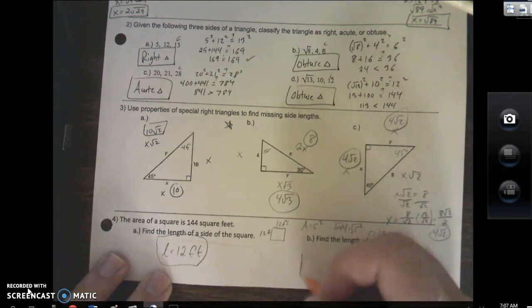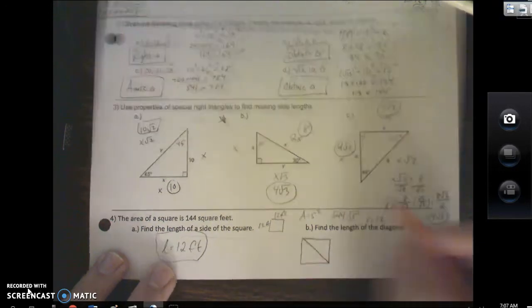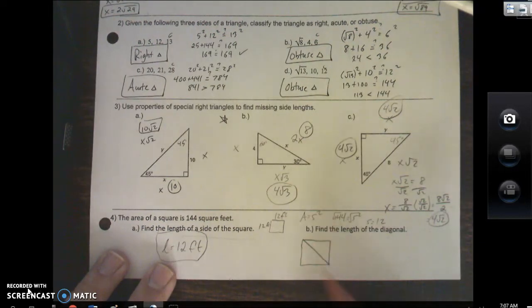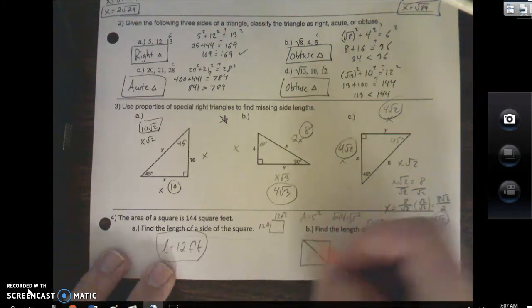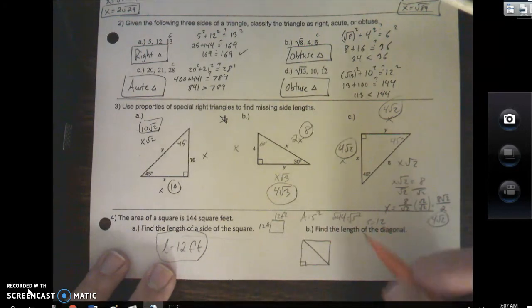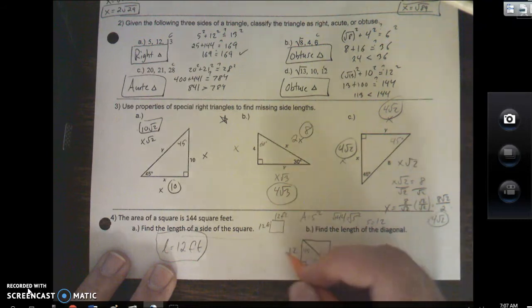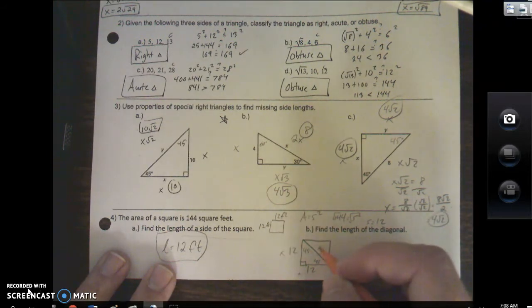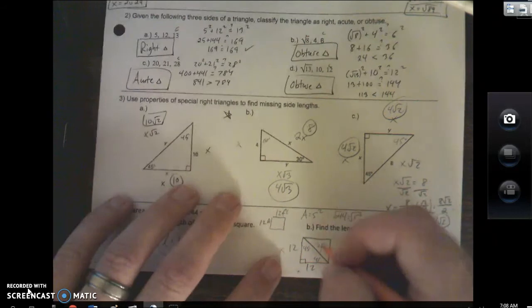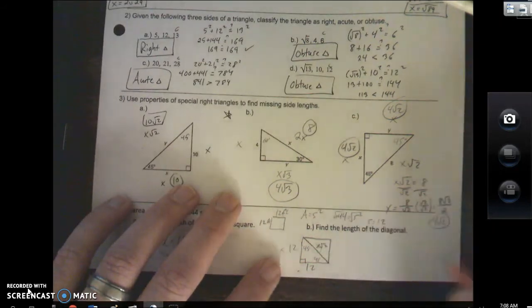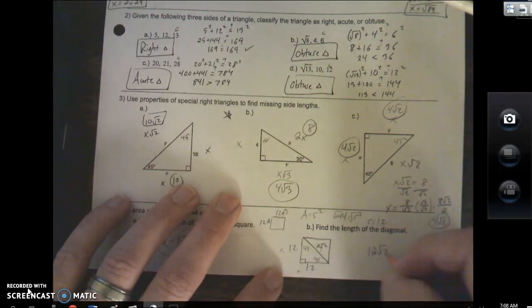Now the diagonal is the line that cuts through the center, cuts across from your two opposite vertices. So what you've got going on here is this is 12, this is 12. If it's a 90-degree angle being cut in half, that means that this has to be 45 degrees, this has to be 45 degrees. Therefore, this is going to be an x root 2. I just wanted another reason to say it, by the way. So my diagonal is going to be 12 root 2.